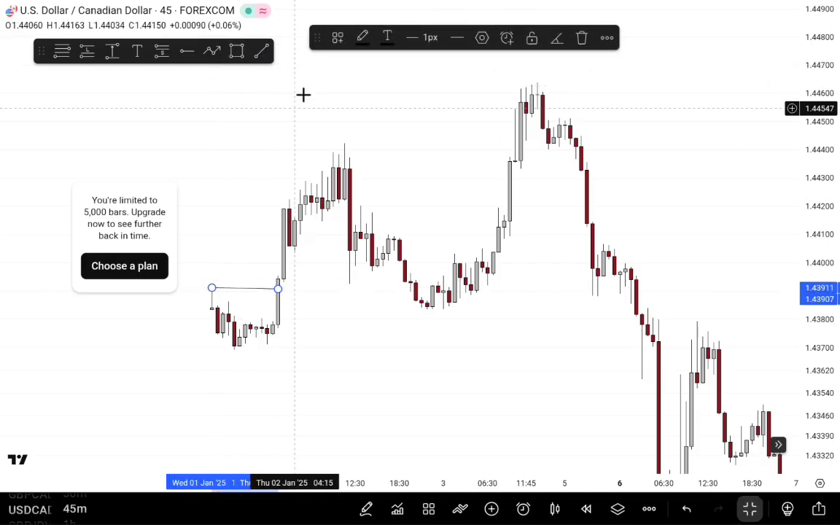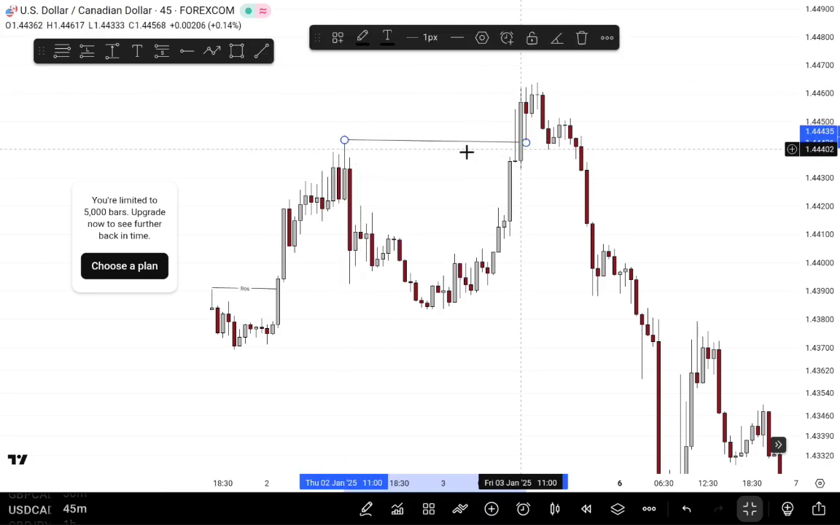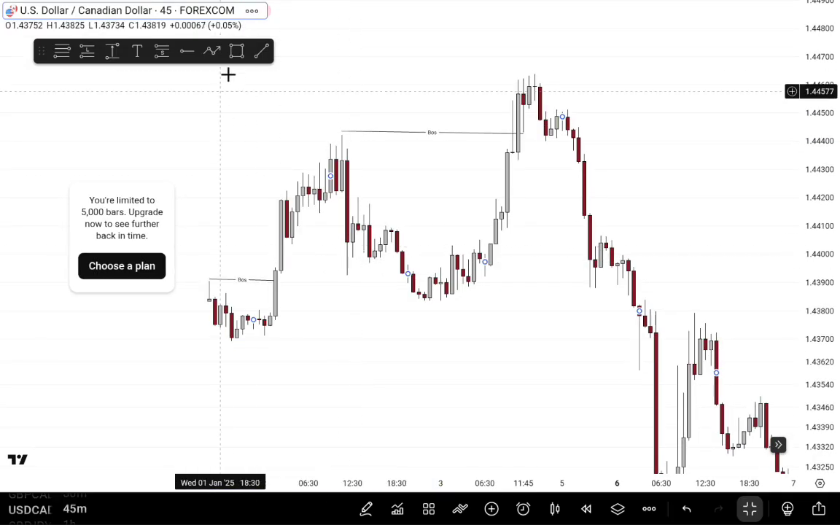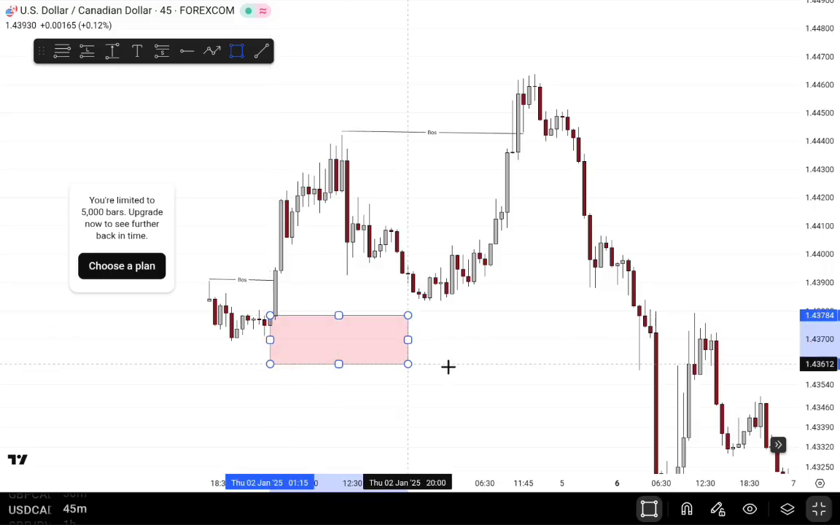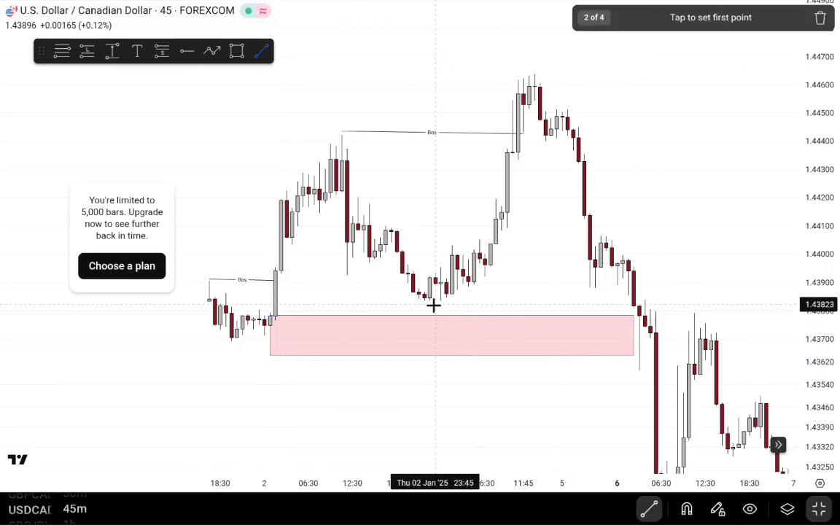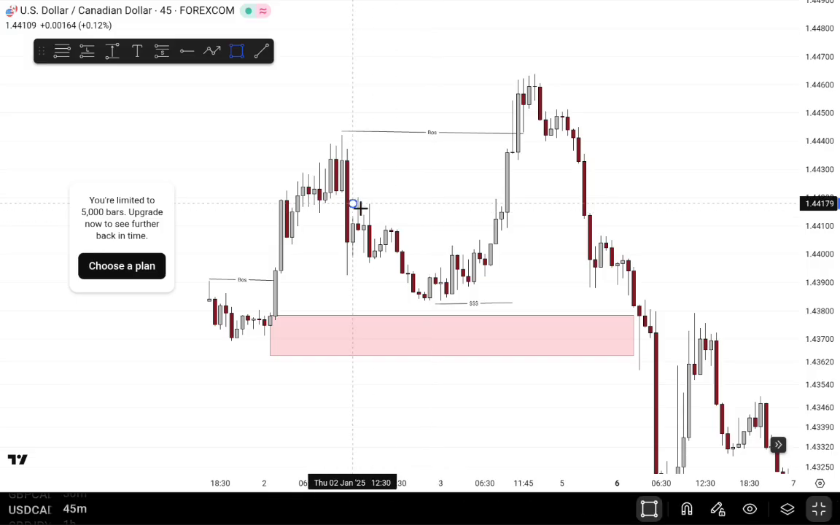This is a break of structure to the upside at this point. We also have another break of structure to the upside. Based on the strategy which I trade, which is SMC, I can only trade from this order block, and I'm going to use it as what? Inducement zone. All right, so this inducement zone is going to be sitting here.